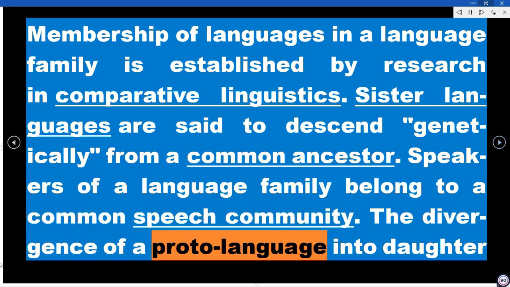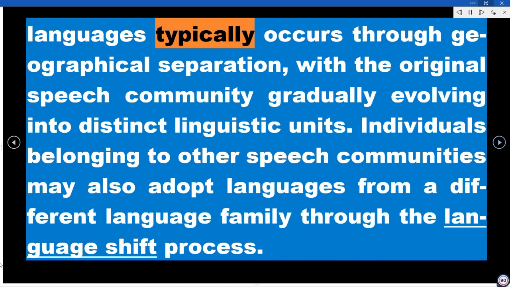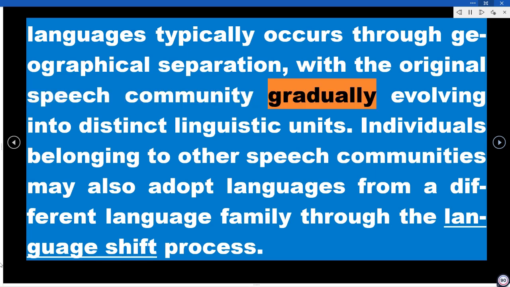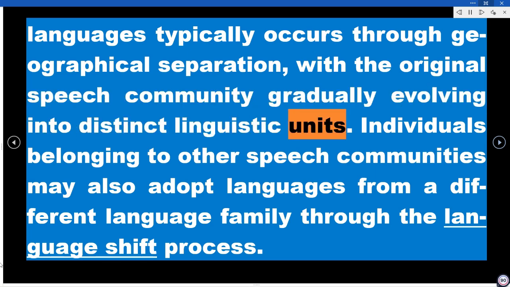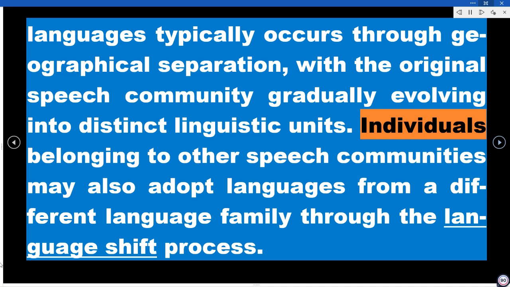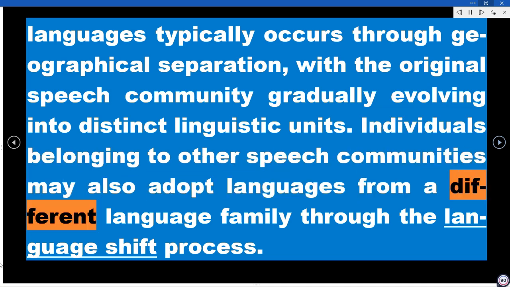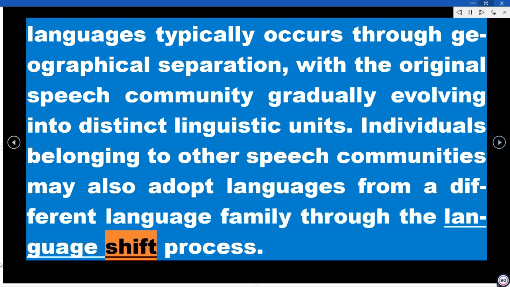The divergence of a proto-language into daughter languages typically occurs through geographical separation, with the original speech community gradually evolving into distinct linguistic units. Individuals belonging to other speech communities may also adopt languages from a different language family through the language shift process.